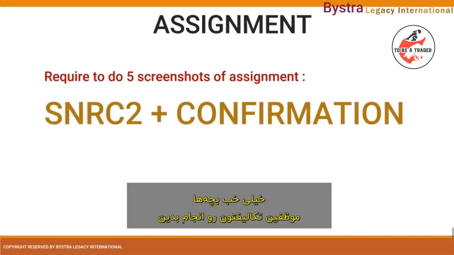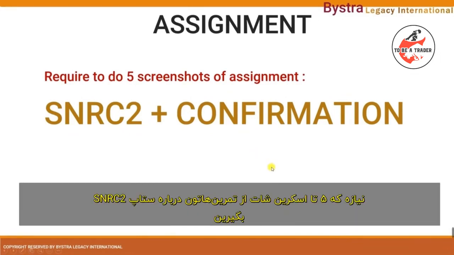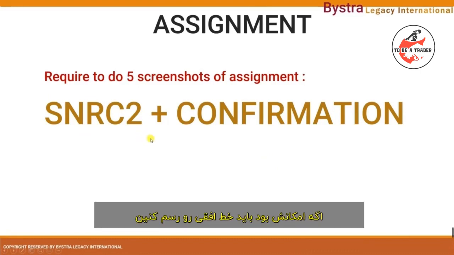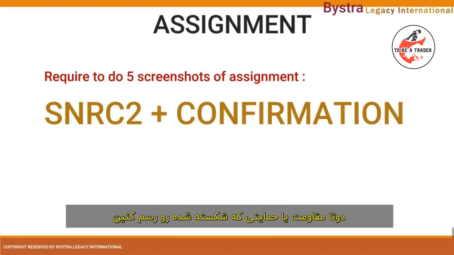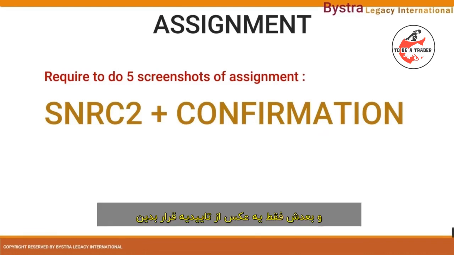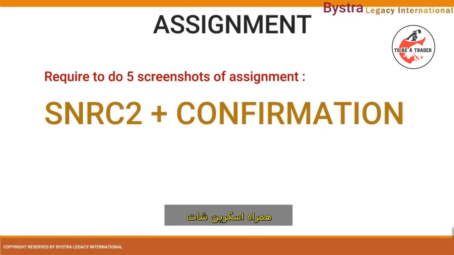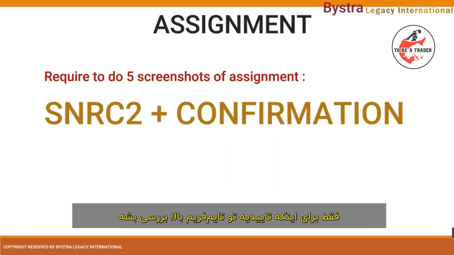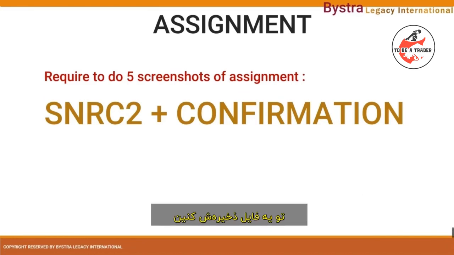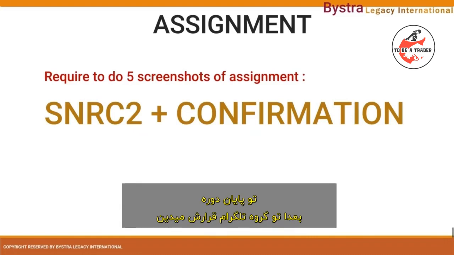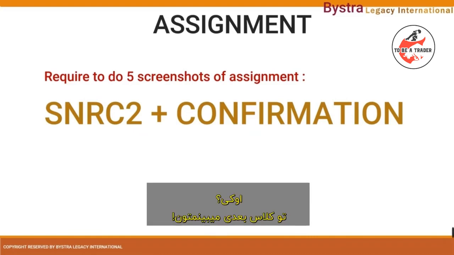Okay guys, you are required to do your assignments. You need to do 5 screenshots of assignments for the SNRC2 setup. If possible, you should mark the horizontal line, mark the zone, mark the 2 broken resistances or supports, and then put a picture of the confirmation, together with a screenshot to check the confirmation at the higher time frame and that the setup is in the body of the engulfing candle. Save it in the folder. At the end of the course, you will submit it to the Telegram group, in the assignment group. Okay, I'll see you in the next class.